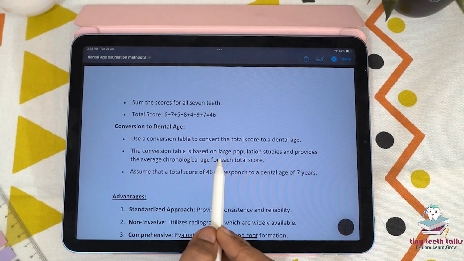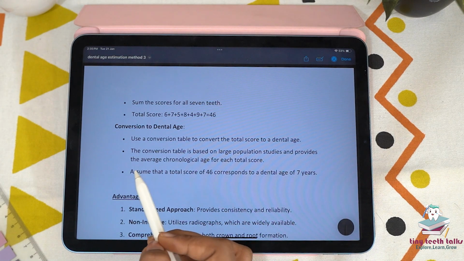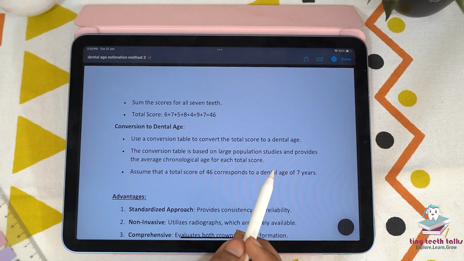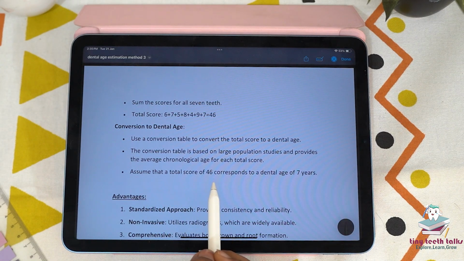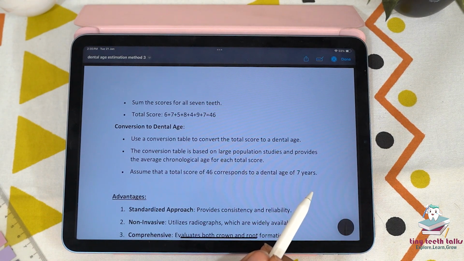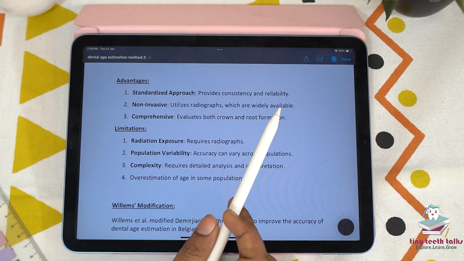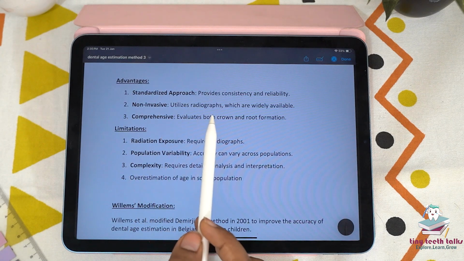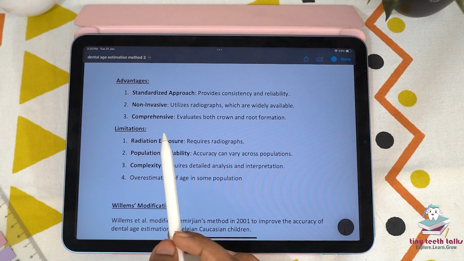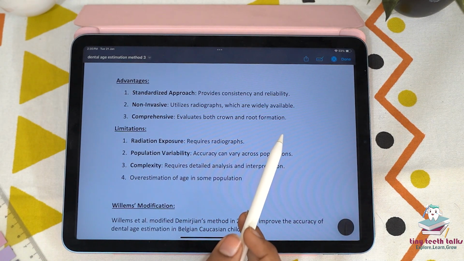The conversion table is based on large population studies and provides the average chronological age for each total score. Assume that a total score of 46 corresponds to a dental age of 7 years, for example. Advantages: standardized approach, provides consistency and reliability. Non-invasive, utilizes radiographs which are widely available. Comprehensive, evaluates both crown and root formation.